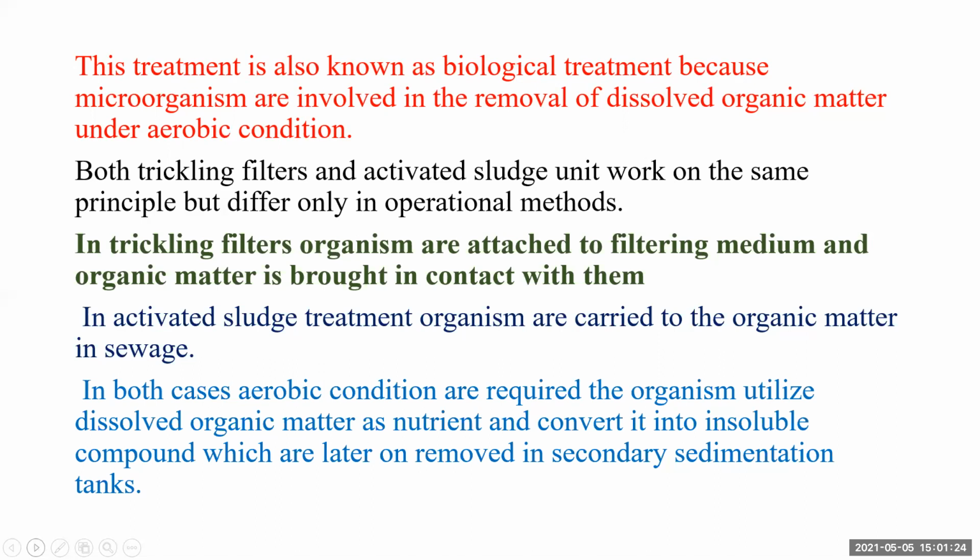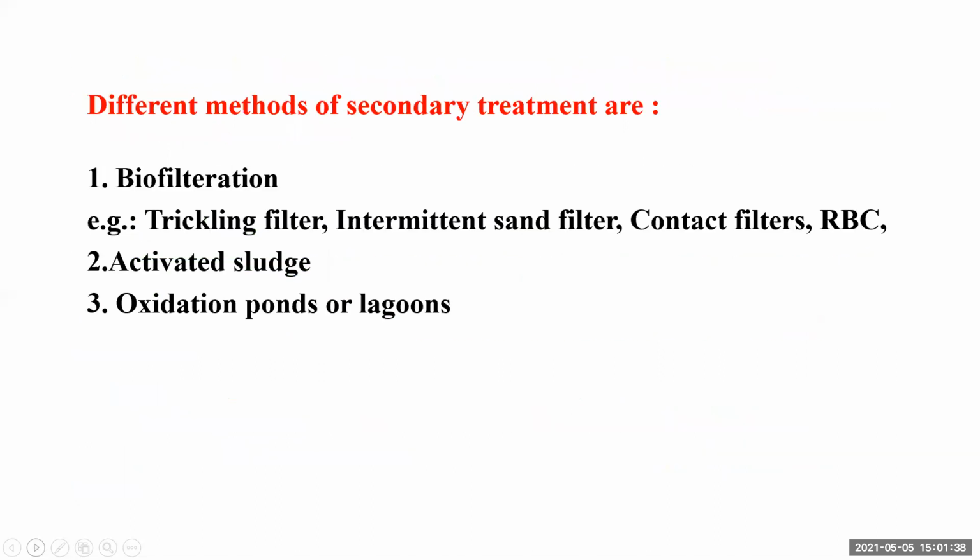Whatever may be the case, in both units, aerobic conditions are required. The organisms utilize dissolved organic matter as nutrients and convert it into insoluble compounds, which can later be removed during secondary sedimentation. So what are the different methods of secondary treatment? Number one, biofiltration. That means using a biofilter, like we can use trickling filter, contact filters, intermittent sand filters, and rotating biological contactors.